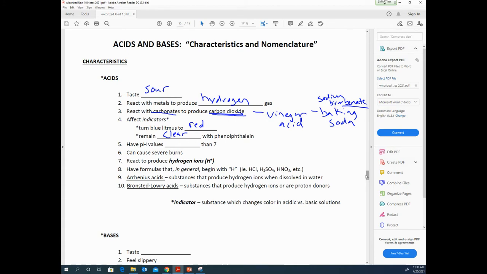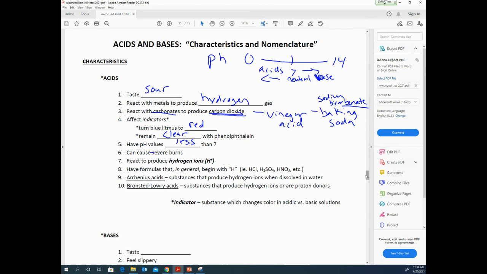They have pH values that are less than 7. So the pH, let's put pH up here. pH is 0 to 14. Those are our indicators. And in the middle, 7 is neutral. Over here is acid, so anything this way is an acid, and anything this way is a base. We'll talk more about why it is an acid or a base. But a pH less than 7 is an acid, and a pH more than 7 is a base.